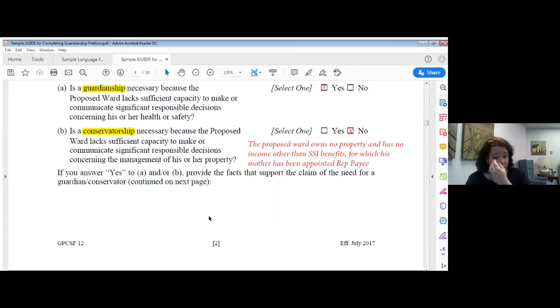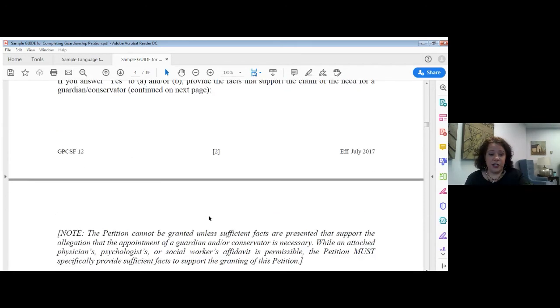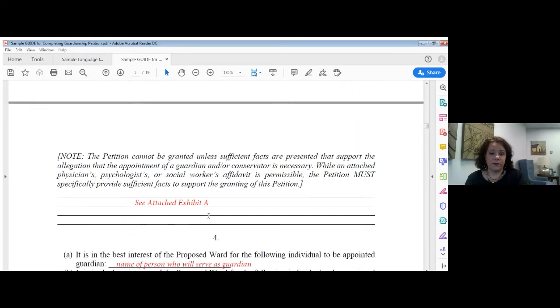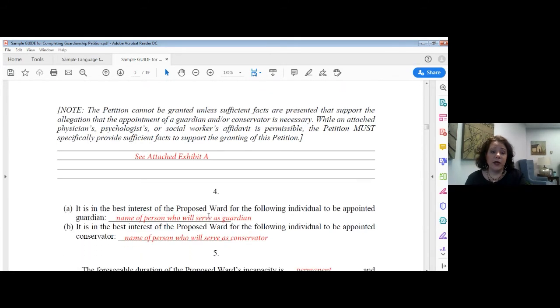And this, as you can see, says continued on next page. But then the note, the court is trying to prod you along and make you realize this as well. Note, petition cannot be granted unless sufficient facts are presented that support the allegation that the appointment of a guardian or conservator is necessary. While an attached physician, psychologist, or social worker's affidavit is permissible, the petition must specifically provide sufficient facts to support the granting of this petition.